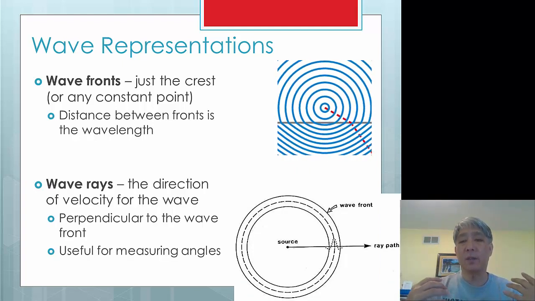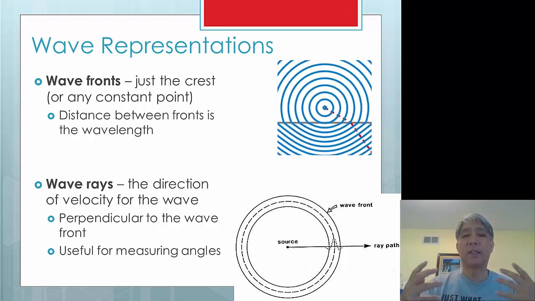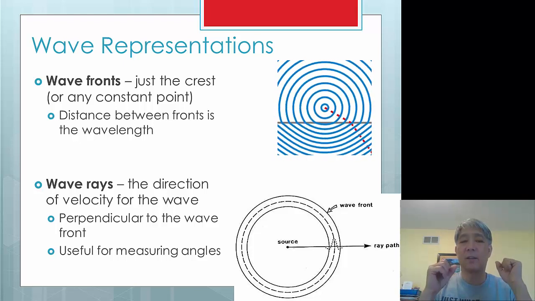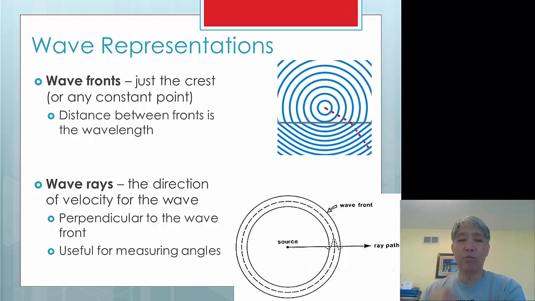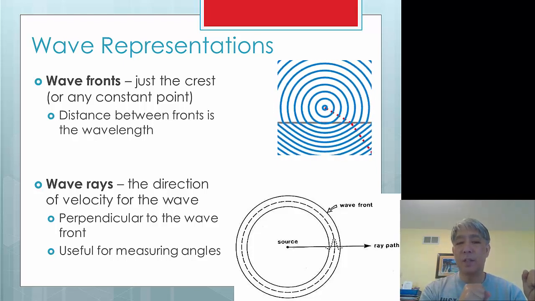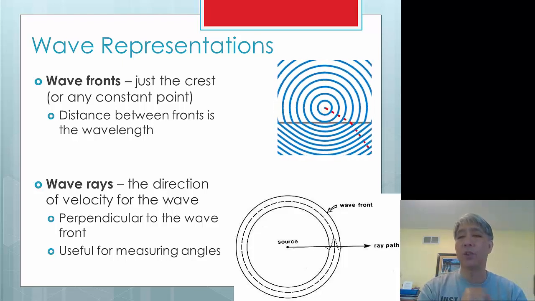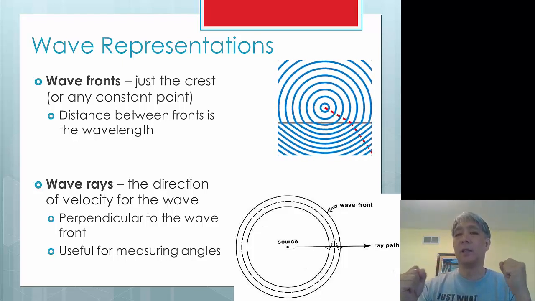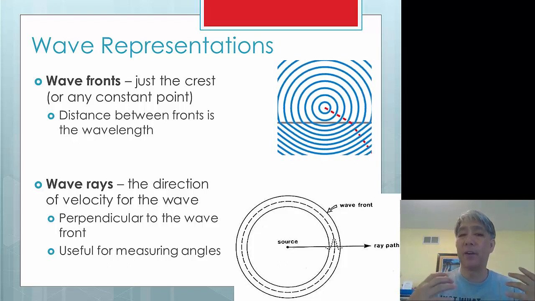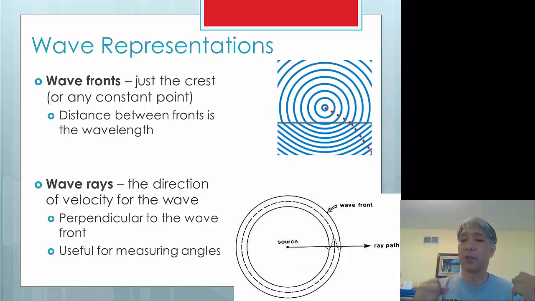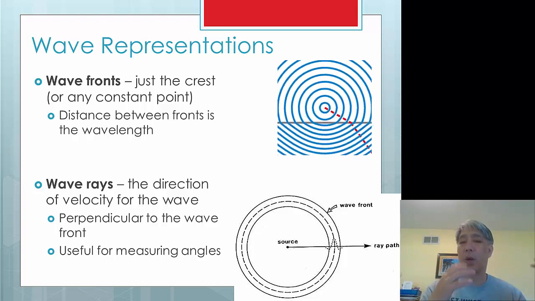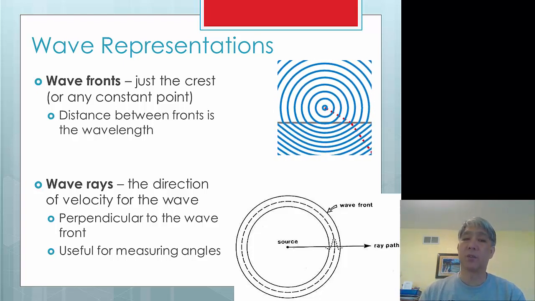Wave rays are similar to light rays. It's the direction of velocity for the wave. And it's important to realize that the wave ray must be perpendicular to the wave front. In this case, the wave ray is useful for measuring angles. It's kind of like the red line in the picture above. This is also very similar to what we had to do for electric field versus electric potentials, as well as gravitational field and gravitational potentials.